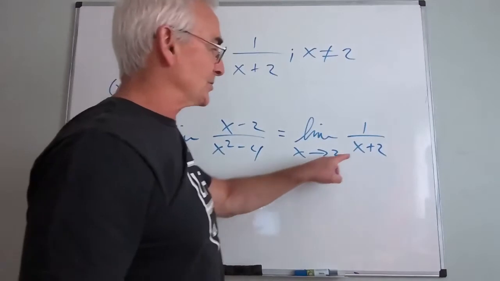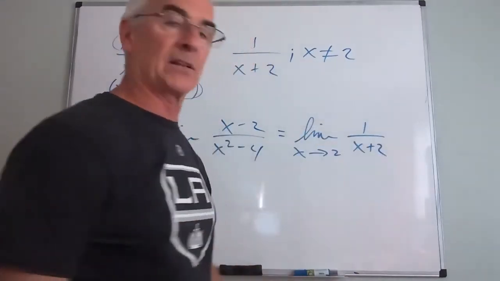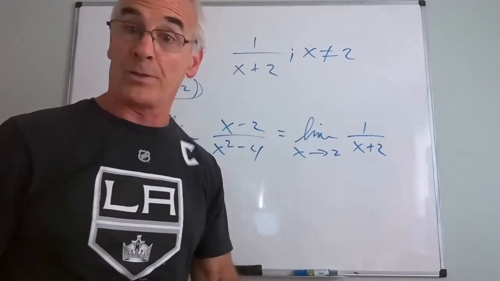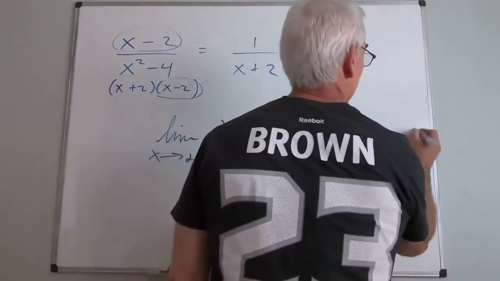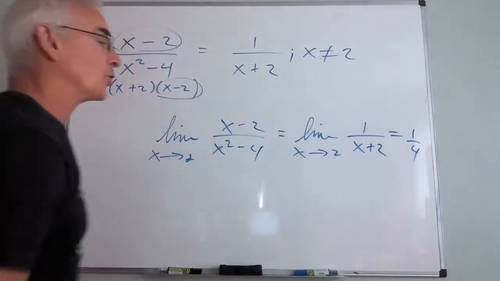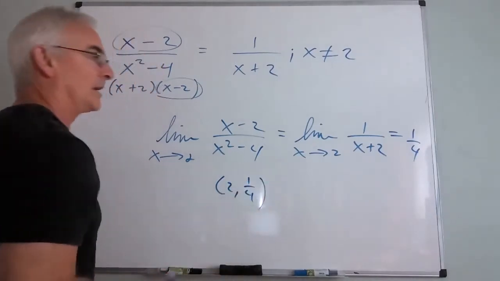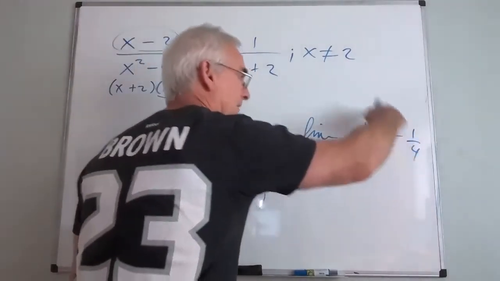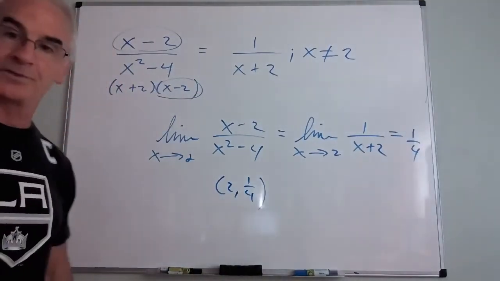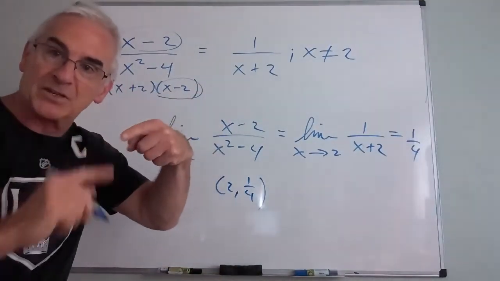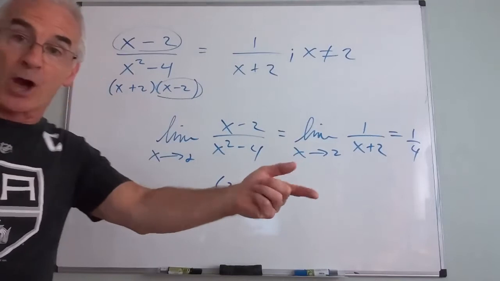And as x gets closer and closer to 2, this quantity is getting closer and closer to 1/4. So the limit is 1/4. That's equivalent to saying the ordered pair (2, 1/4) on this graph has been removed, but there's only one point missing, and the limit is where I would have gone if the point were there.